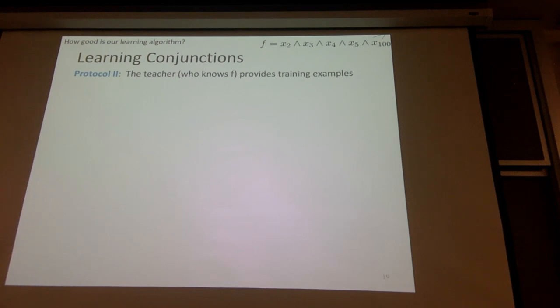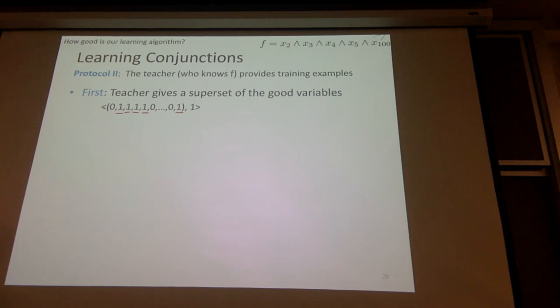So let's see what happens with the teaching protocol. The first thing that the teacher could do is to convey to the learner a superset of all the good features. So it says, x2, x3, x4, x5 and x100 are, at least these things are needed. And the way it proves it is to show one example, a positive example that has these 6 things on and everything else is off. All the learner knows at the end of this is the true set of variables is a subset of these 6 things or 5 things.